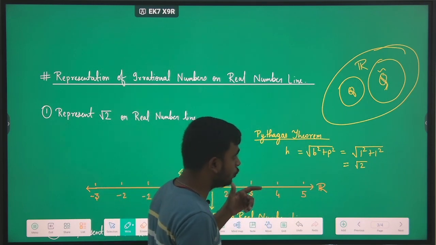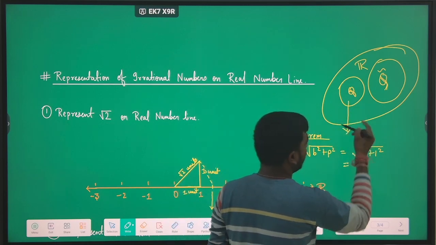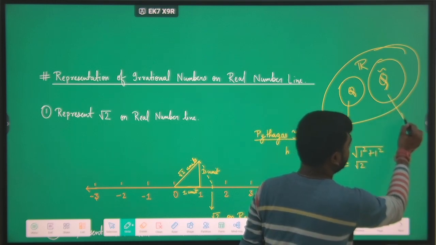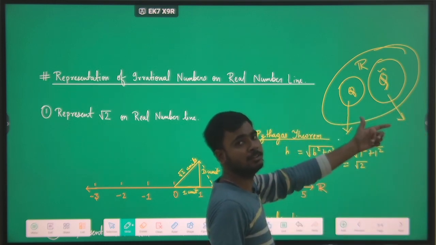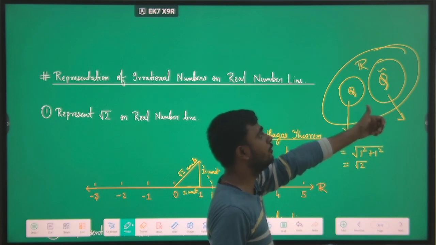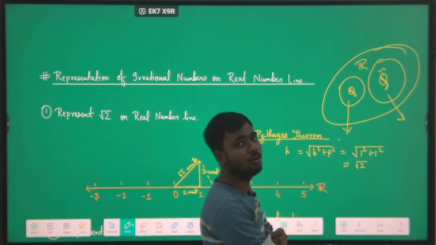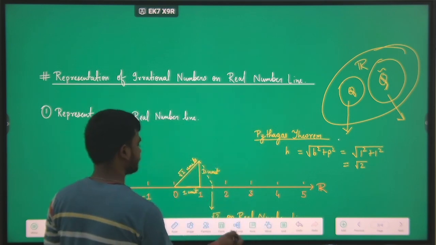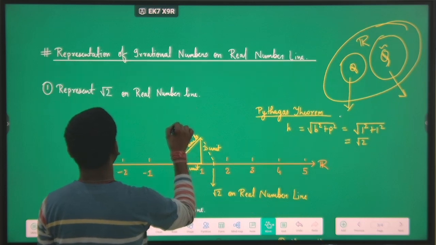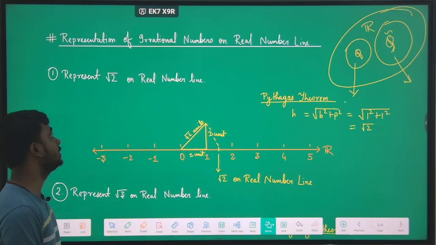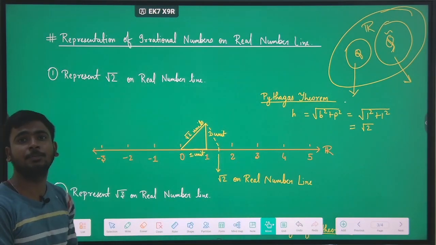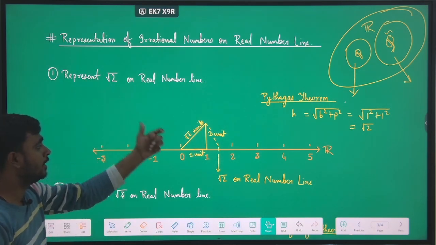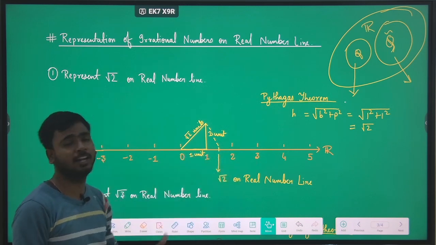We already know how to represent the set of rationals on the number line, but we do not know how to represent the set of irrationals on the number line. So today we are going to learn how to represent irrational numbers on the real number line. Let us move to our first question. Our first question is: represent root 2 on the real number line. What are we going to do? We are representing root 2 on the real number line.